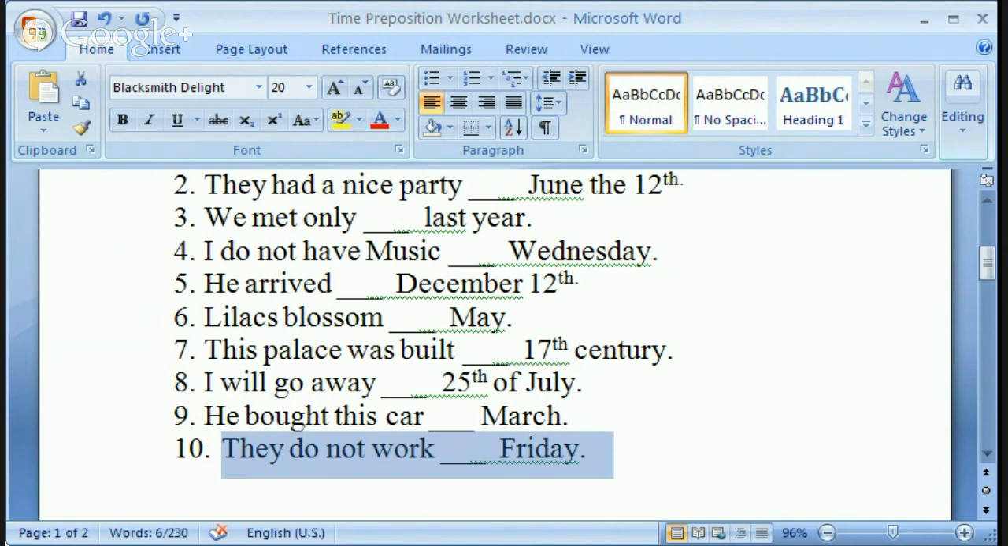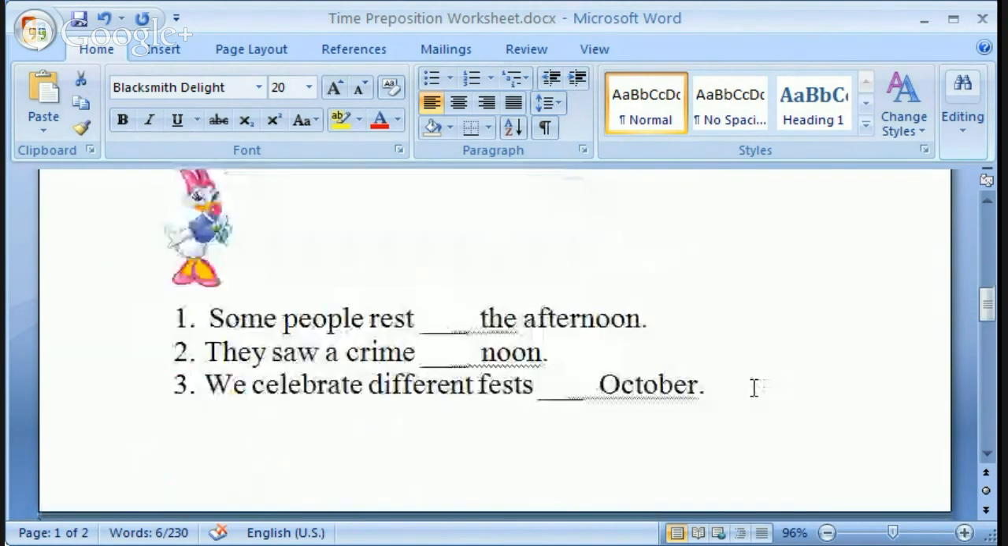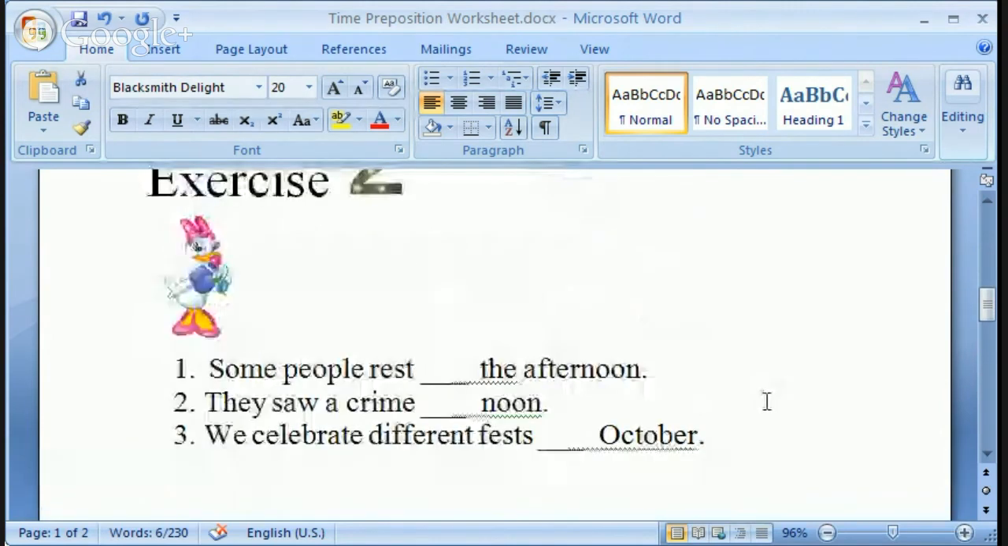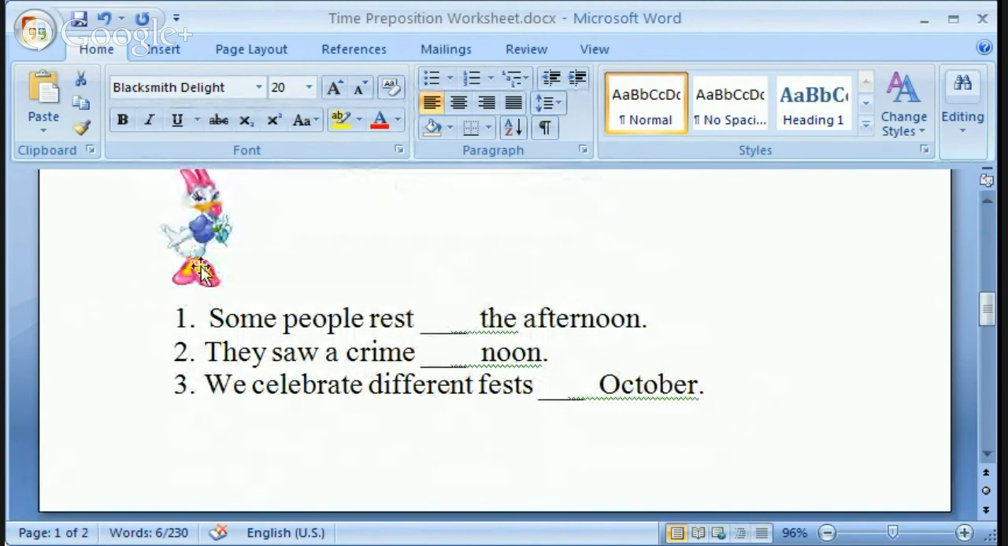All right, number 10, Igor. They do not work on Friday. Sure, easy one. You keep getting easy ones. They're all about on. Next set. First one. Some people rest at night, in the morning, in the afternoon. Yeah, you logicked it out. You're correct. In the afternoon, right? The afternoon is considered, like in March, a bigger chunk of time.